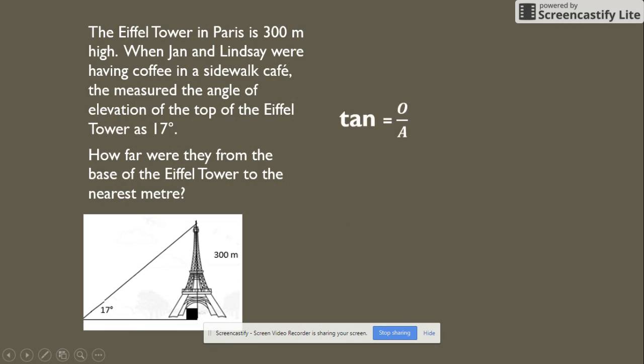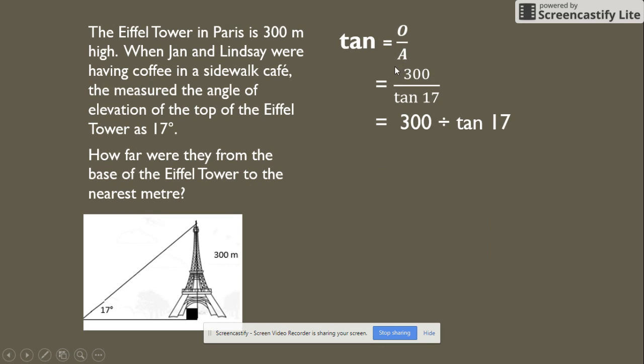Now, where this is different is tan is O divided by A. Now, our O is 300 meters, and our A, our adjacent, we don't know. Every other one, we knew what our adjacent was, we didn't know what our O was. And if that's the case, we have to go 300 divided by tan 17. So we have to divide it. If the adjacent is unknown, if the bottom one is unknown, we have to divide it, okay? So it's going to look like this, 300 divided by tan 17, and then you can put in so many meters. All right, we'll carry on with that later.